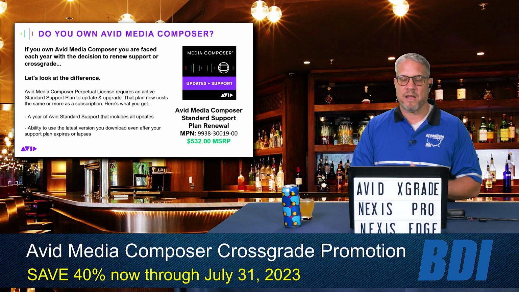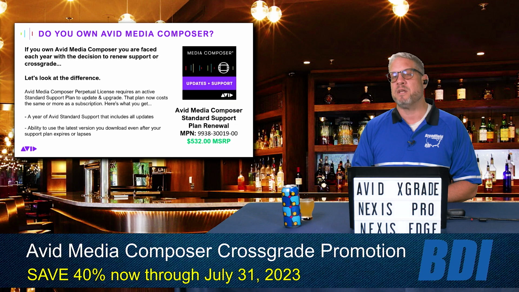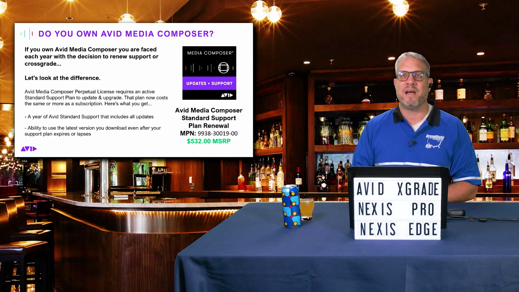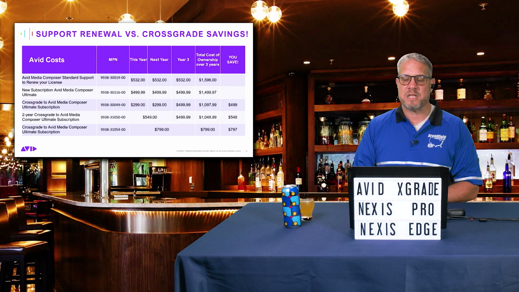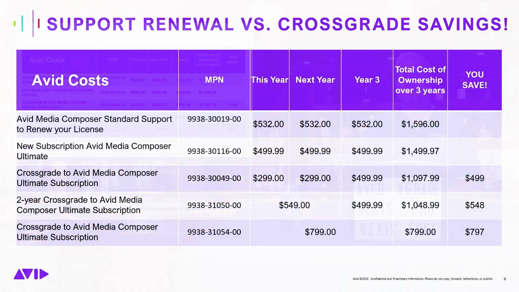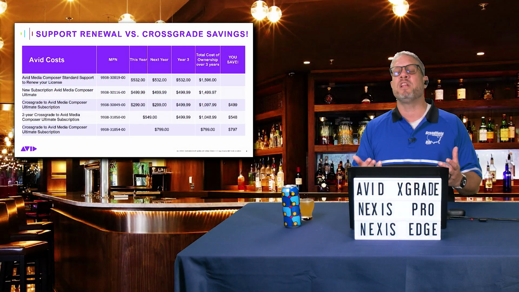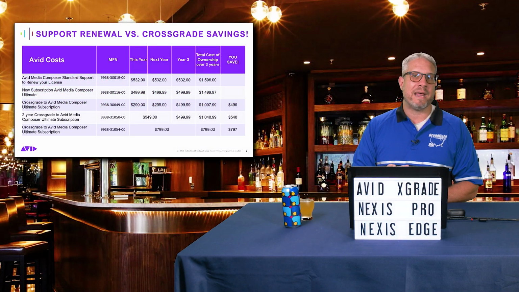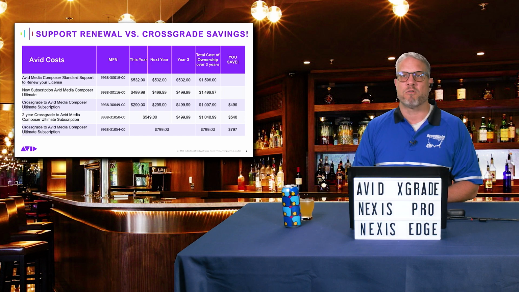You will see that if your customers own Media Composer and they are renewing their Media Composer support plan at $532 a year, how the savings adds up when you compare it to a crossgrade. At $532 a year, my choices are going to be, do I renew my Avid support at $532, or do I bite the bullet and get a new Media Composer Ultimate subscription for $499.99? Those are really your two choices. But right now, you can do even better with the crossgrade.